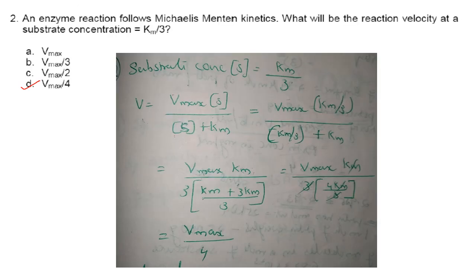Then next one. The enzyme reaction follows Michaelis-Menten kinetics. What will be the reaction velocity at a substrate concentration Km by 3? So substrate concentration they have given as Km by 3. Substitute in the equation: V is equal to Vmax [S] by [S] plus Km. So instead of [S], you have to substitute Km by 3. Then simplify and you will get the answer Vmax by 4. Answer is option D.